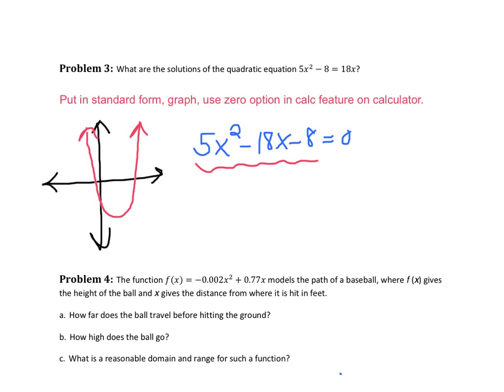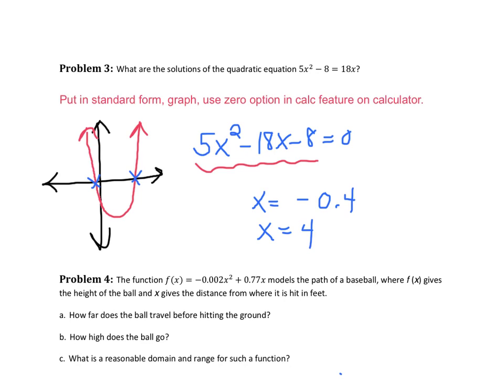minus 18x minus 8. Then we're going to use our calc 0 function again, because what we're trying to find is where that parabola crosses the x-axis. With the equation we have, we're not going to get nice, totally even numbers. But if we use the calc feature and go to calc 0, we'll find that x is equal to a negative 0.4 and a positive 4.